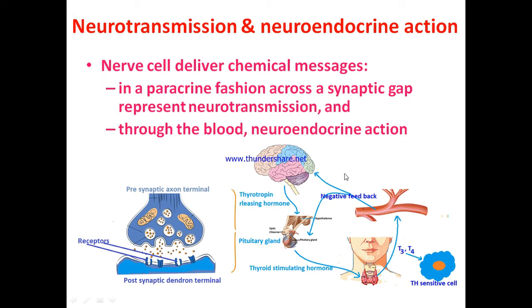And also it can be released into the blood. Through the blood it reaches different targets. So that is neuroendocrine action. So this is neurotransmission, one neuron to the next neuron, released by the presynaptic nerve of one neuron. Through the synaptic cleft, it reaches the postsynaptic dendron and binds to the receptors on the postsynaptic dendron. So that is neurotransmission. Here this is neuroendocrine action, released into the blood. Through the blood, it reaches the target organ and causes the effect.